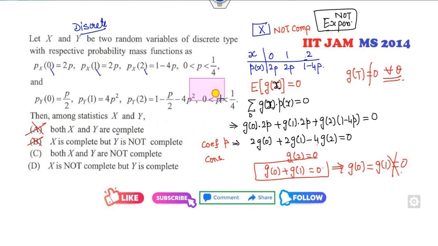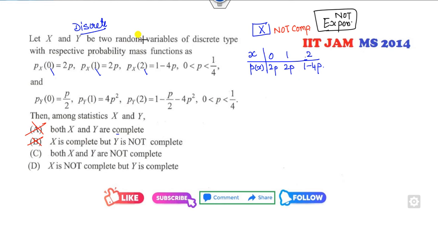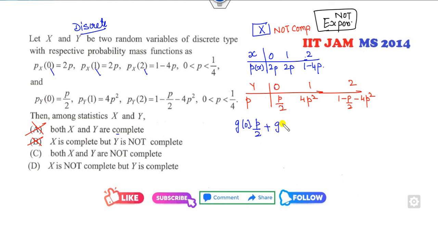Now I can do the same thing for y. What is the distribution of y? How many values are there? 0, 1 and 2 again, and the probabilities are p over 2, 4p square, and 1 minus p over 2 minus 4p square. So I can start with g of 0 into p over 2, g of 1 into 4p square, g of 2 into 1 minus p over 2 minus 4p square equals 0.